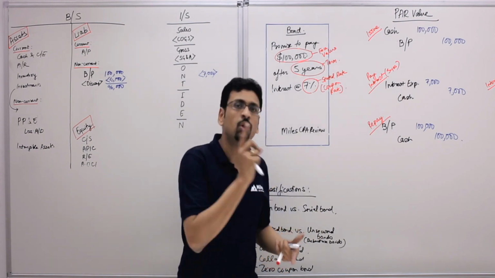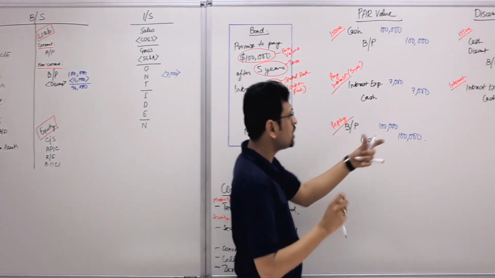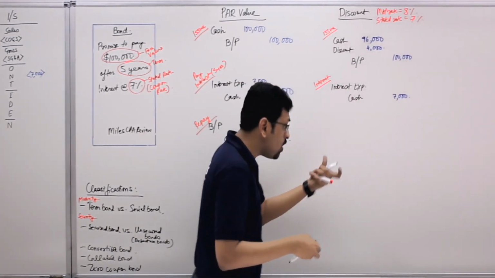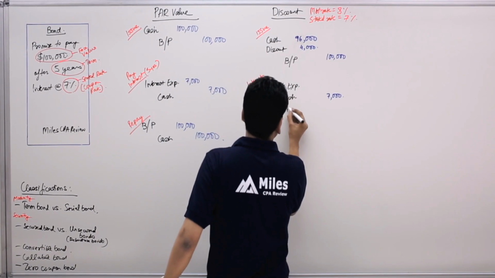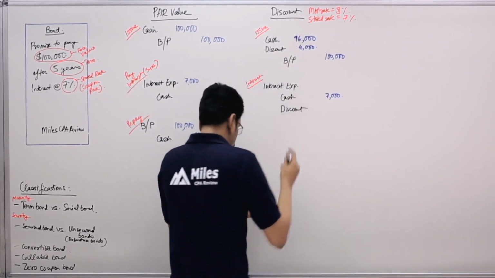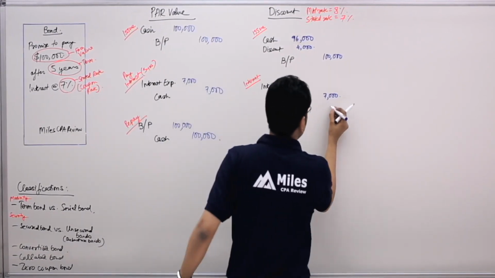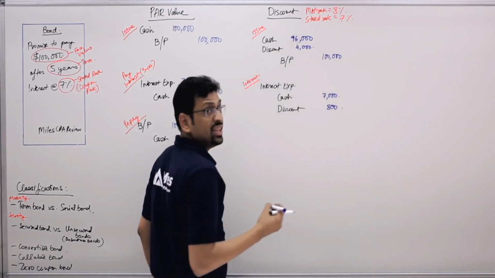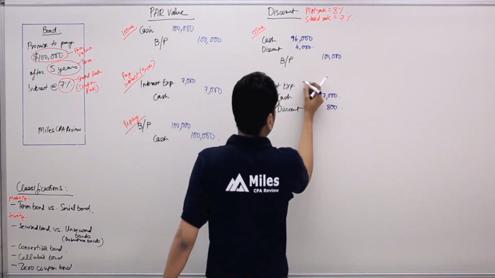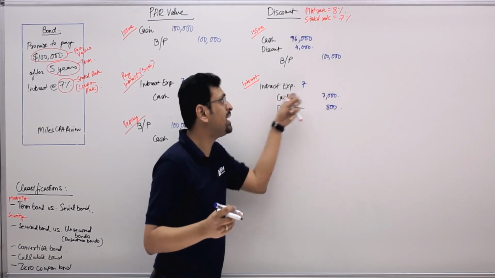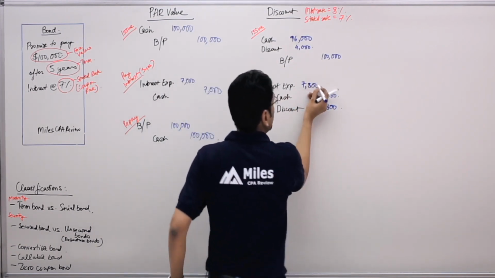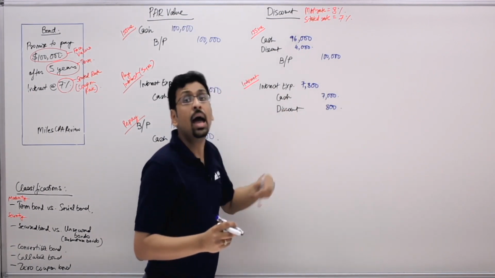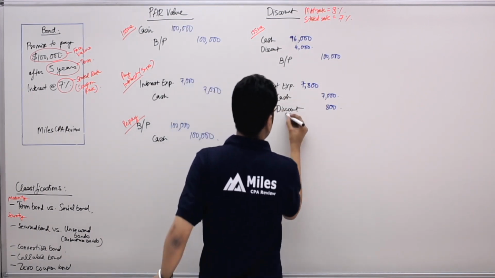So let's go look at what we're doing. So we have interest expense to cash. Now we also have to amortize the discount. So let's say we're doing it on straight line method. So that makes it $800 each year for the next 5 years. So the interest expense, though we've paid out cash $7,000, it's actually $7,800 because of the amortization of discount.